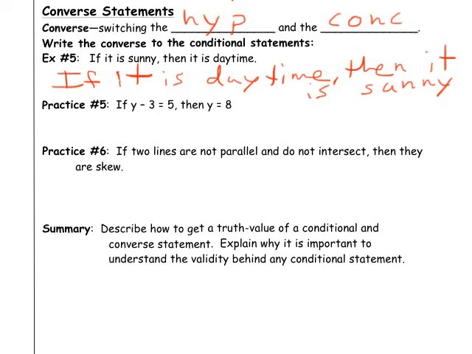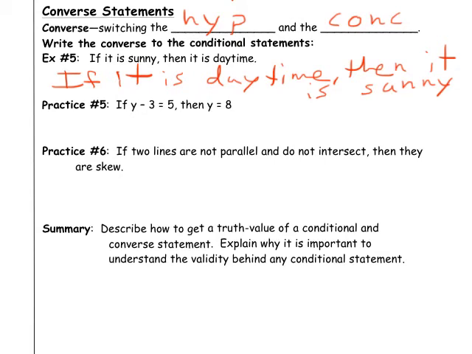I want you guys to do practice number 5 on your own. If y minus 3 equals 5, then y equals 8. Go ahead and write the converse to that, and then ask yourself if it's still true or not. See if you think it still has a positive truth value. So go ahead and pause the video and try that.